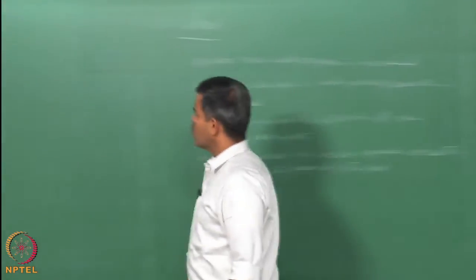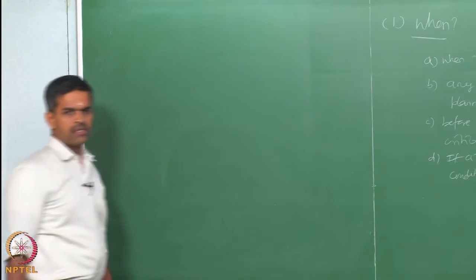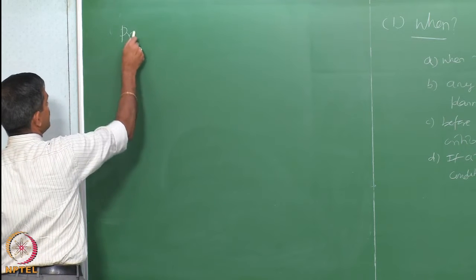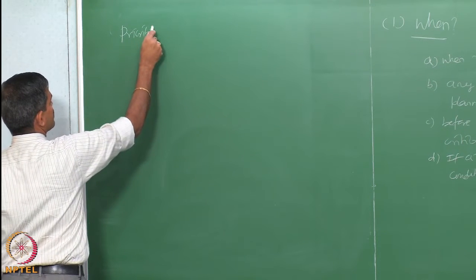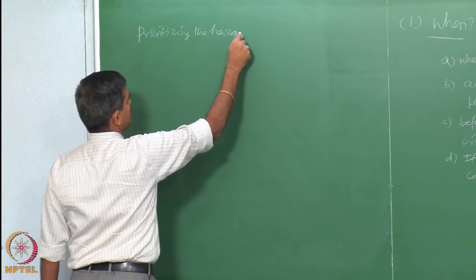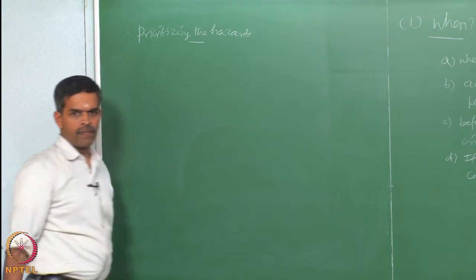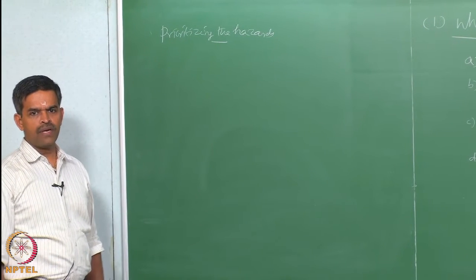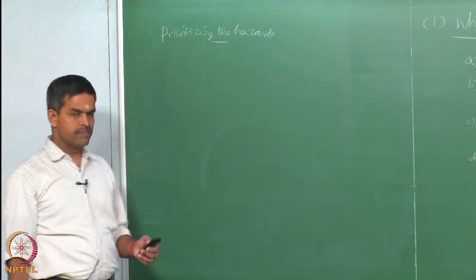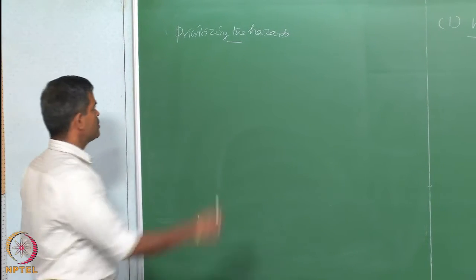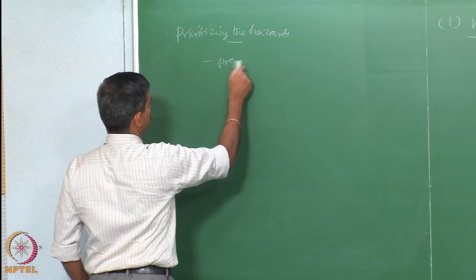Then the next step after identification is prioritizing the hazards. Hazards of higher order should be identified so that they can be prioritized. This includes preparation of incident reports.